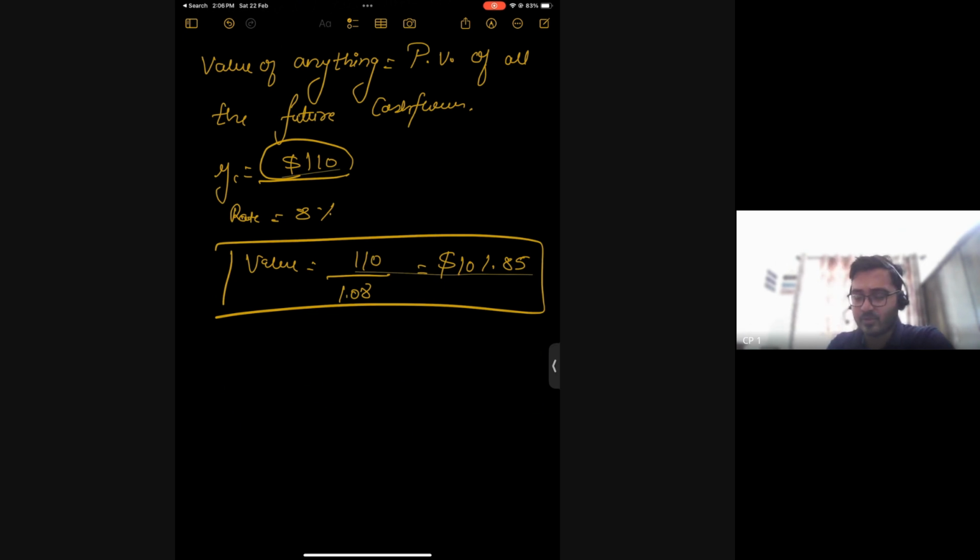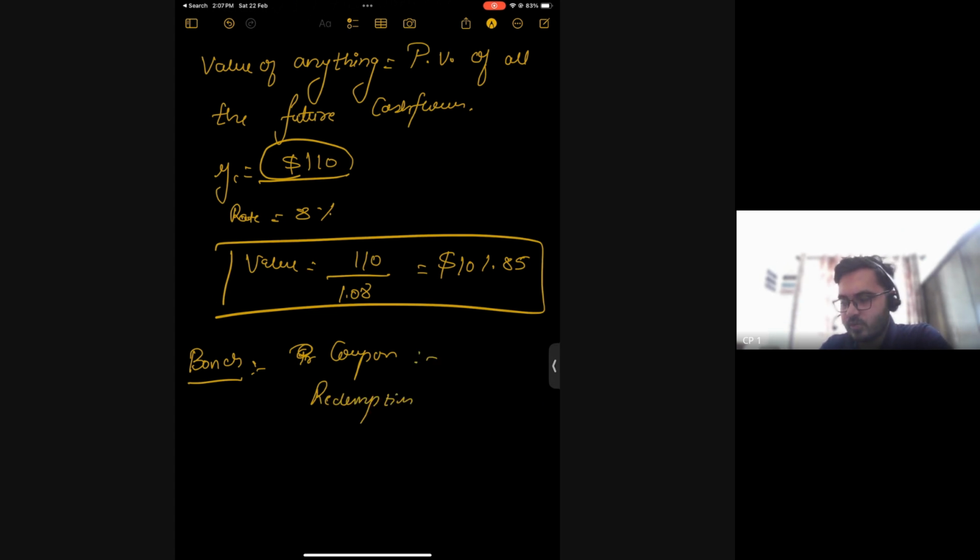This was of course an oversimplification. Bonds in general will have a different characteristic. They will have a coupon and redemption. So let's assume a 2-year bond which pays you a coupon of 10 plus 10. And let's assume that the redemption is 100.